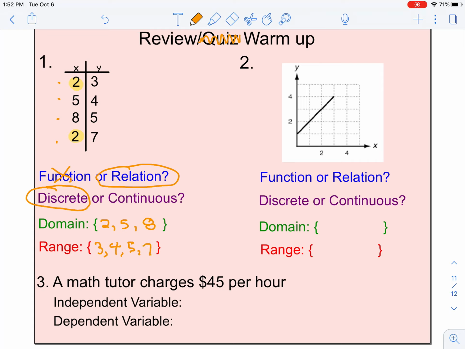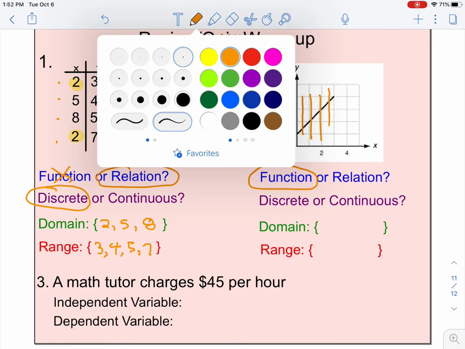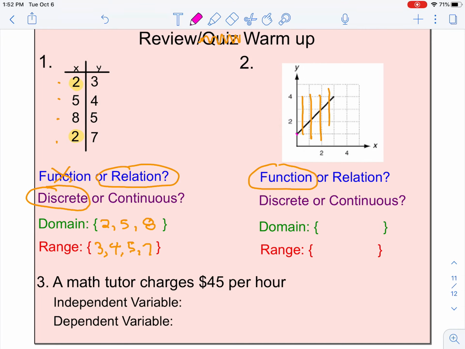Let's look at number 2. Is this a function or not? If it's not a function, we call it a relation. Well, if we look at this, it passes the vertical line test. So this is a function because it passes the vertical line test. Is it discrete or continuous? Can you count the number of points on that graph? Well, here's a point, but there's an infinite number of points on this line. So we can't count it, and when our points are all connected, it's called continuous.